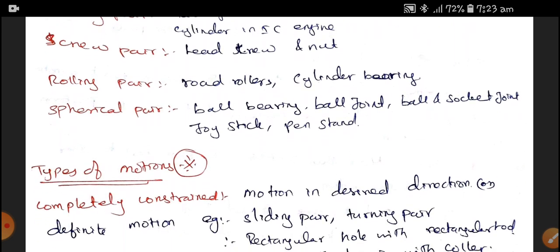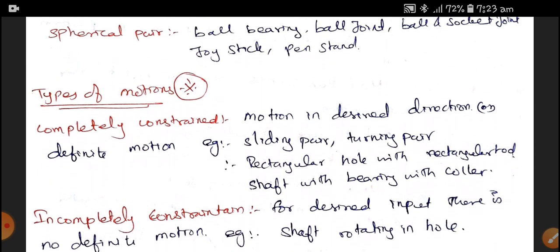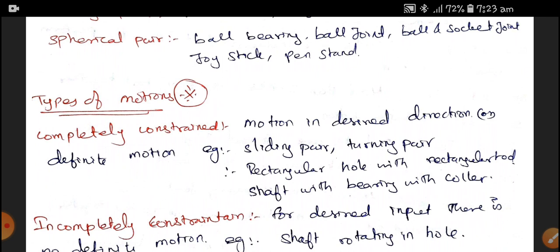Next, a very important thing, different types of motion. One is completely constrained motion. What is meant by completely constrained? The motion is in the desired direction, or definite motion. It is called a completely constrained motion.